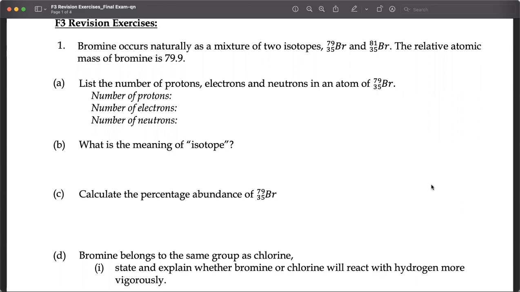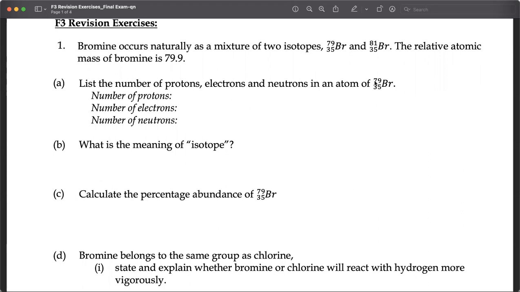Question one, talking about isotopes. Bromine occurs naturally as a mixture of two isotopes, bromine-79 and bromine-81. The relative atomic mass of bromine is 79.9. The first question is: list the number of protons, electrons, and neutrons in an atom of bromine-35 and 79.